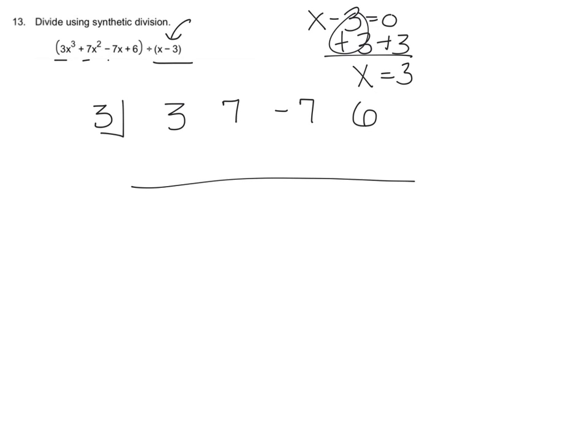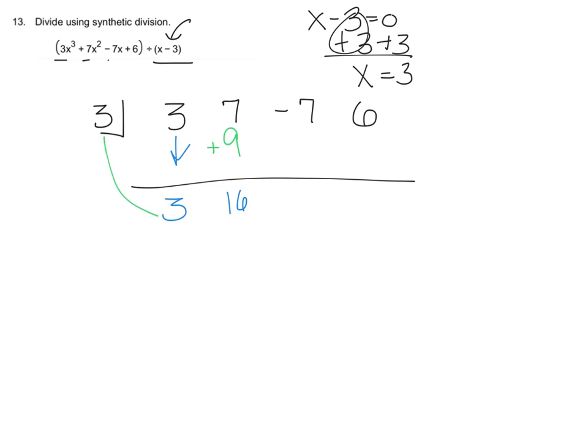Next, I'll start the synthetic division process. First, you just bring down the first coefficient, which is a 3. Next, we're going to multiply the number in the box times the number you just brought down. So 3 times 3 is 9. Then we'll add 7 plus 9, and we get 16.